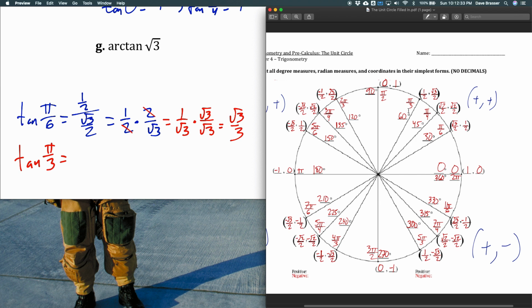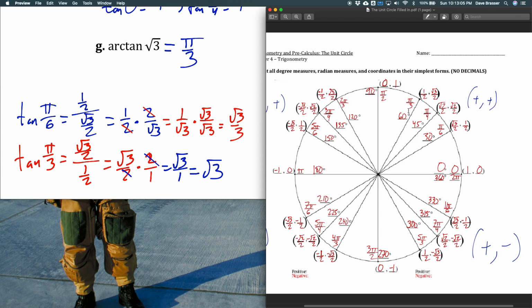Similarly, tangent of pi over 3 uses the same fractions, but the reciprocal of that, so we've got √3 over 2 divided by 1/2. So we end up with √3 over 2 times the reciprocal of 1/2, so times 2 over 1. This one's a little nicer because the 2's cancel out. We're left with just √3 over 1, or in other words, √3. So putting that back into this, the arctan of √3 is what angle measure would give us the tangent equal to √3, and in this case, it would be pi over 3. Again, that's because tangent of pi over 3 equals the square root of 3.